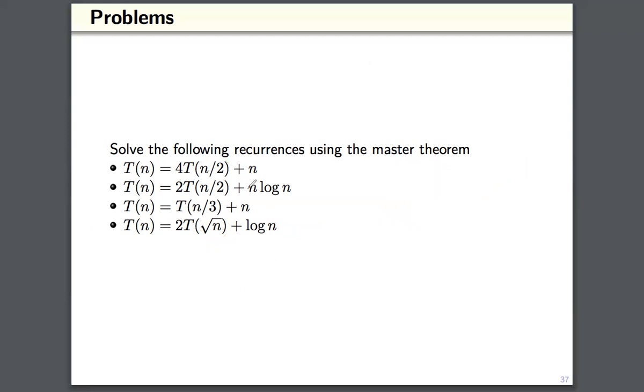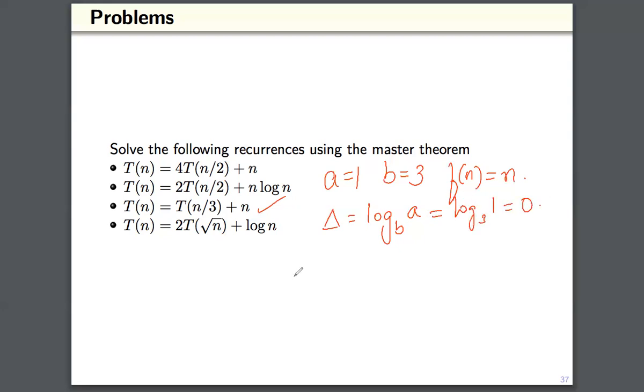Okay, what about, okay, let's consider this. T of n is equal to T of n by 3 plus n. A is equal to 1, B is equal to 3, f of n is equal to n, right? What is delta? Log A base B is log 1 base 3, which is 0. So n power delta is n power 0, which is equal to 1.